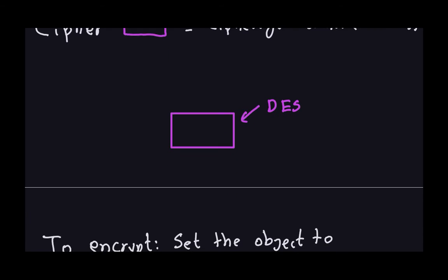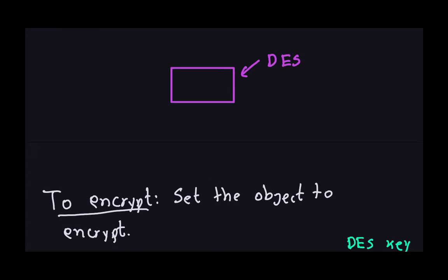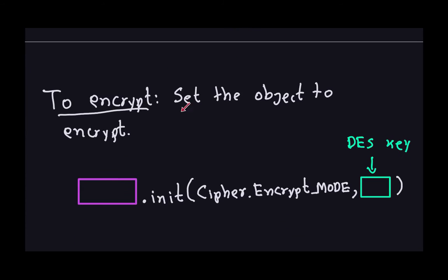So to encrypt, you have to set the object for encryption. Basically, you have to tell Java: I have this object, and now I have to set it to either encryption or decryption. So you have to tell Java that, and the way you do that is with the following line. You're going to set the object to encryption. In this case, let's say we're going to do encryption.